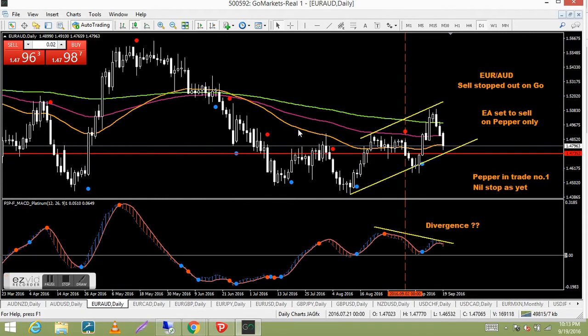Alright, same thing basically in the Euro Aussie. It was a sell on the Go Markets account, went up, took my stop out. Now it's coming down towards this trend line here. Here's my entry point, so it's getting close to the point of entry. I did make note of divergence. And Pepper's in a trade, and I've set it up to take a second trade on Pepper. I'm not going to worry about taking a trade on the Go Markets account, just don't like the setup for that one.